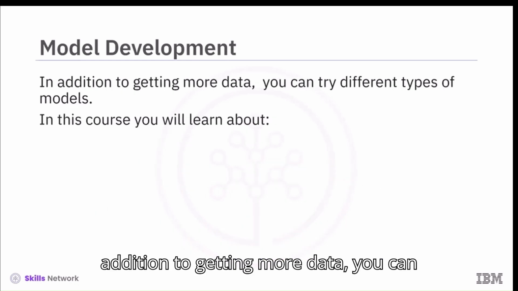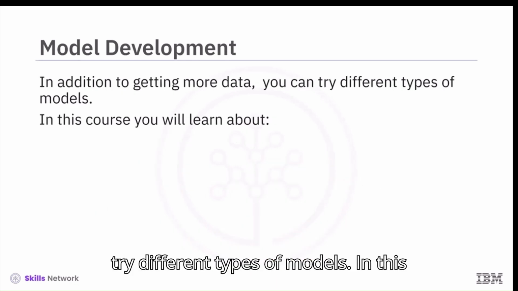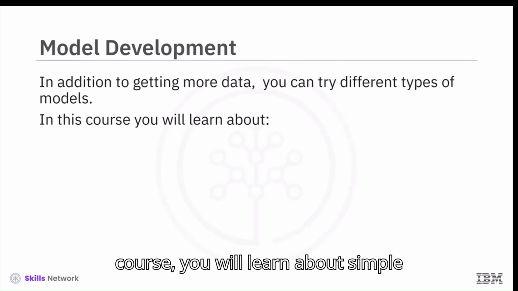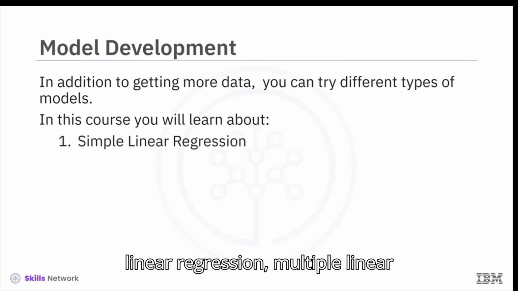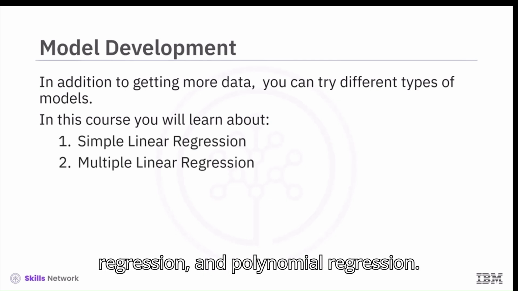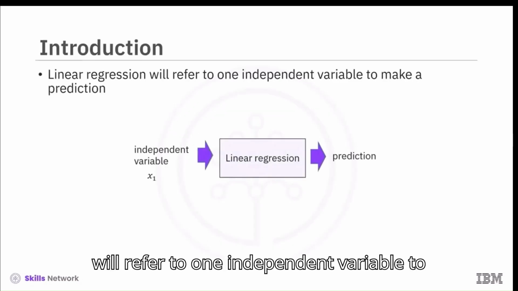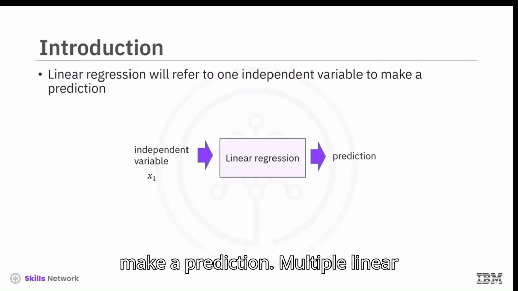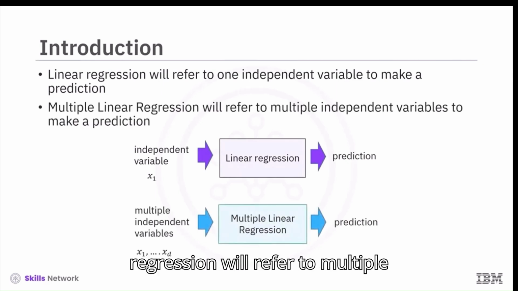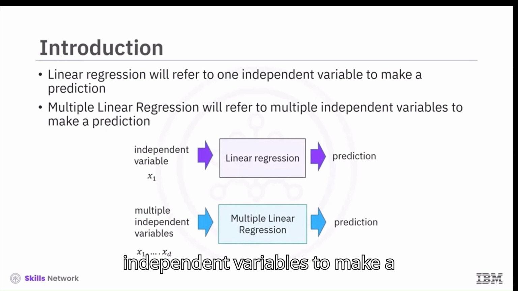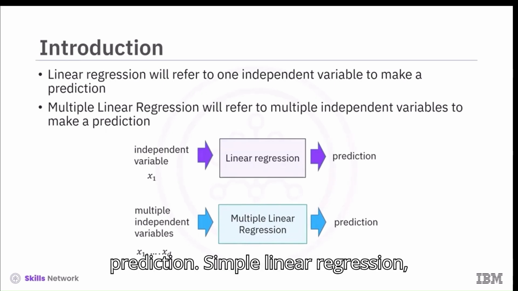In addition to getting more data, you can try different types of models. In this course, you will learn about simple linear regression, multiple linear regression, and polynomial regression. Simple linear regression will refer to one independent variable to make a prediction. Multiple linear regression will refer to multiple independent variables to make a prediction.